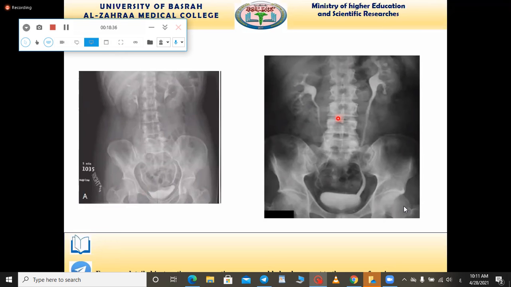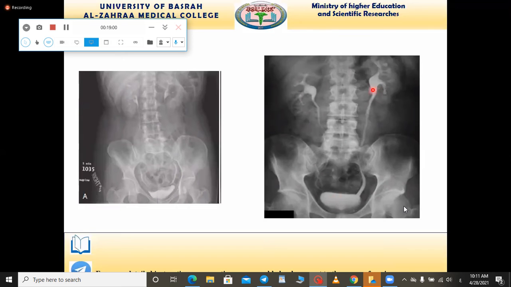In this picture for another patient, this is a second patient, and the same as the first, we can see on the right side the right kidney. Also the soft tissue density of the kidney is well apparent. Here the minor calyx, major calyx. Here the renal pelvis, and here the ureter. Also, not the whole ureter is apparent, and here the normal bladder.